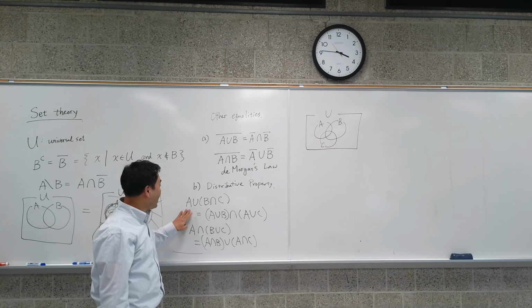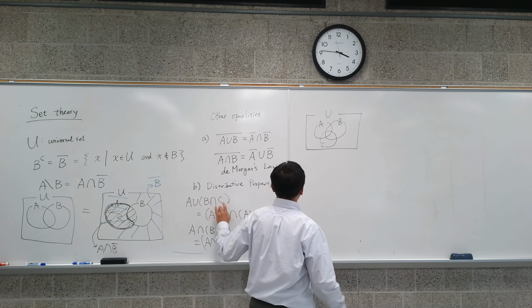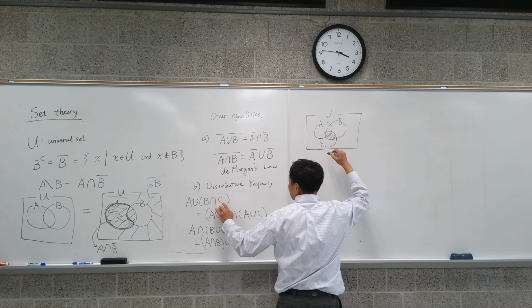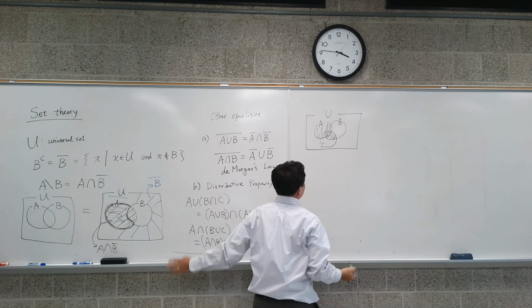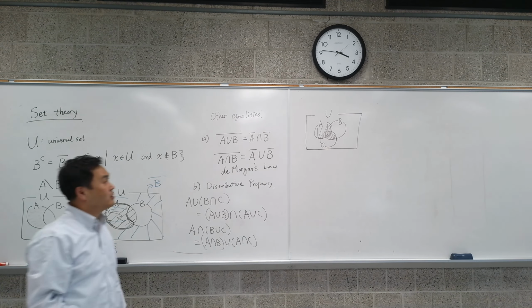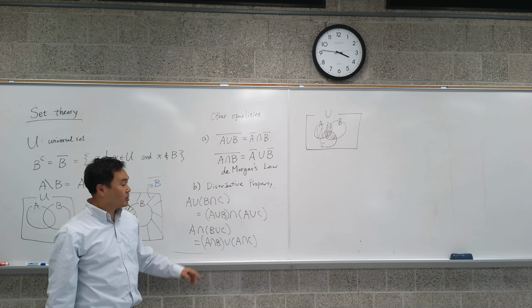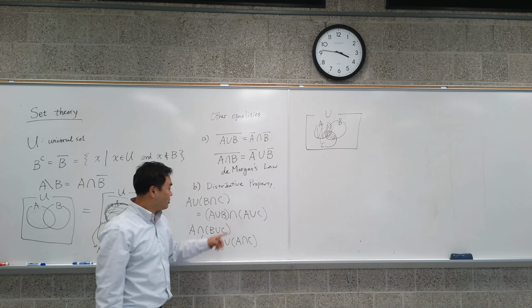Now let's see how A union B intersect C works. So B intersect C is here, right? And then if you union with A, this is what you get. Okay, that's A union B intersect C. Why is it the same as the intersection of A union B and A union C?